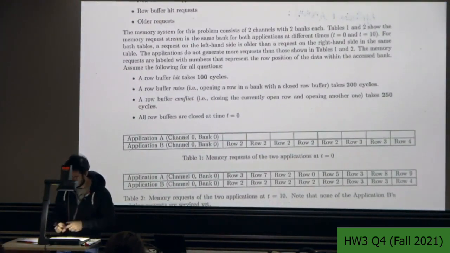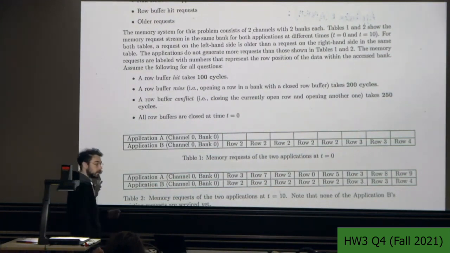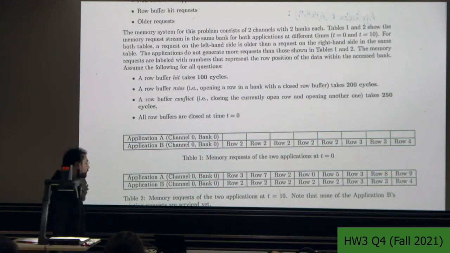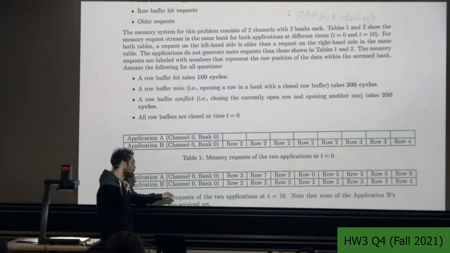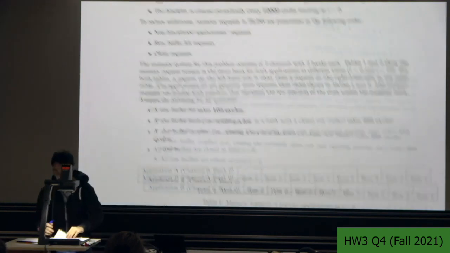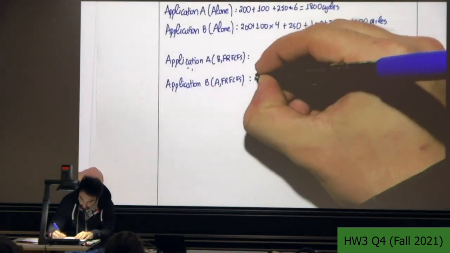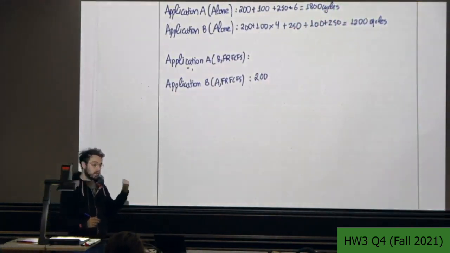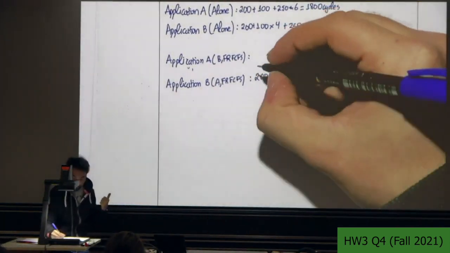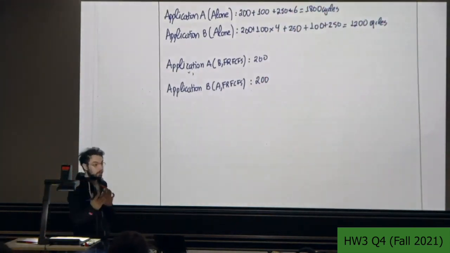It's a bit trickier. So which is the oldest request? The oldest request, nothing is open, right? So the oldest request is from application B. So application B will open this row first, right? So for sure we have in application B a miss, and application A will wait for this miss, right? So we accumulate the cycles in application A also to calculate the latency. It's the whole thing, right? The whole execution.